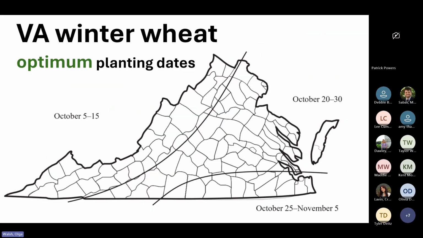So this translates into three major regions that have optimum planting dates as shown on the screen. And these are very good for growers to follow as a guideline.